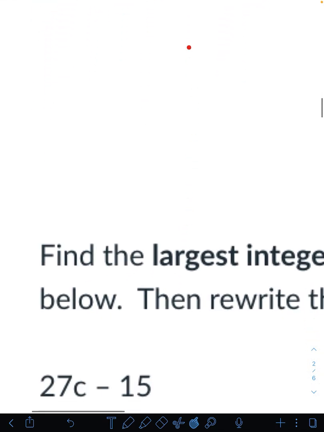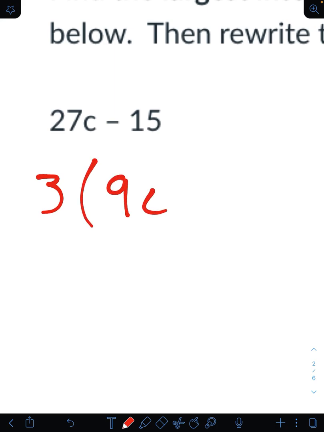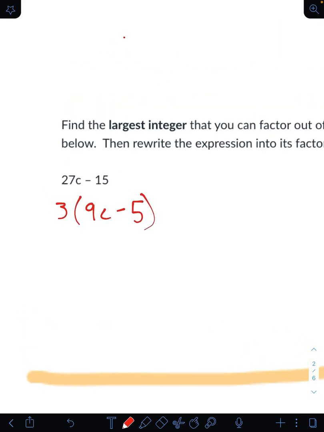Let's do one more. Oh, geez. Well, I know that 3 can go out of both of those. So I'm going to take a 3 out and see what happens. 27 divided by 3 is 9c. Minus 15 divided by 3, which is 5. Okay? There we go.